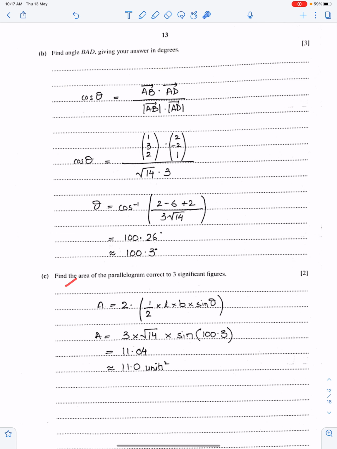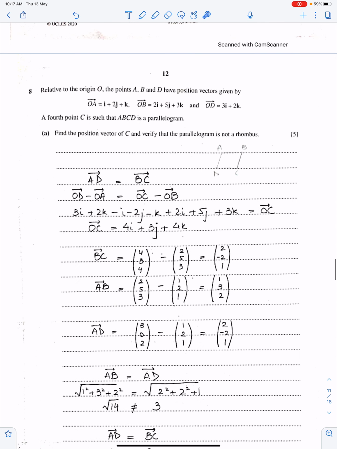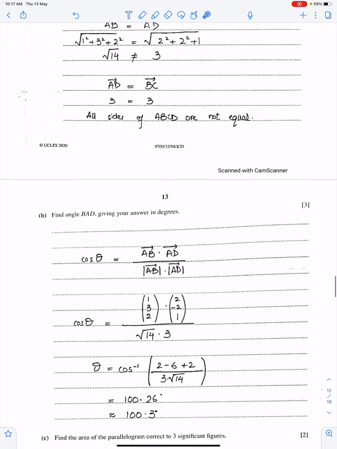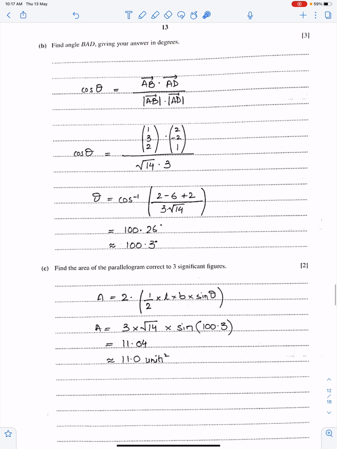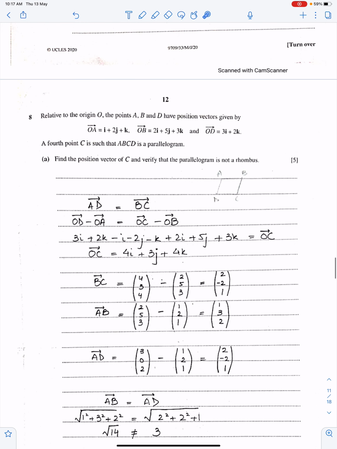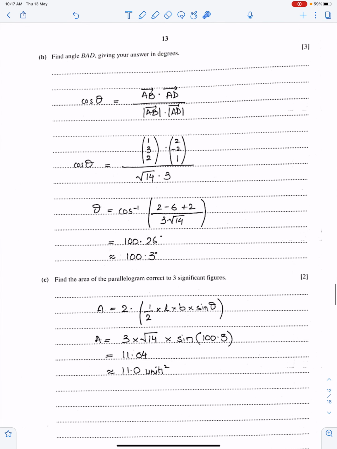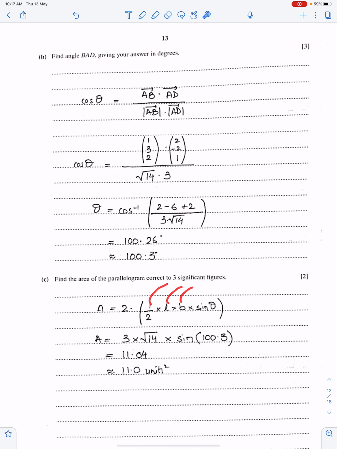Now the last part, find the area of the parallelogram. This is so simple. See, get the area of this triangle and then multiply this by 2 to get the area of the parallelogram. So the area of this triangle is half AB sine C, and multiply your answer by 2 to get the area of the parallelogram. This is the area of the parallelogram.